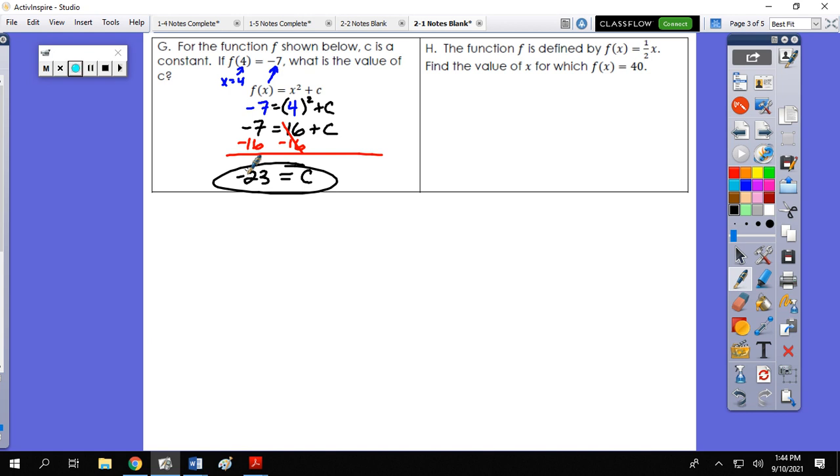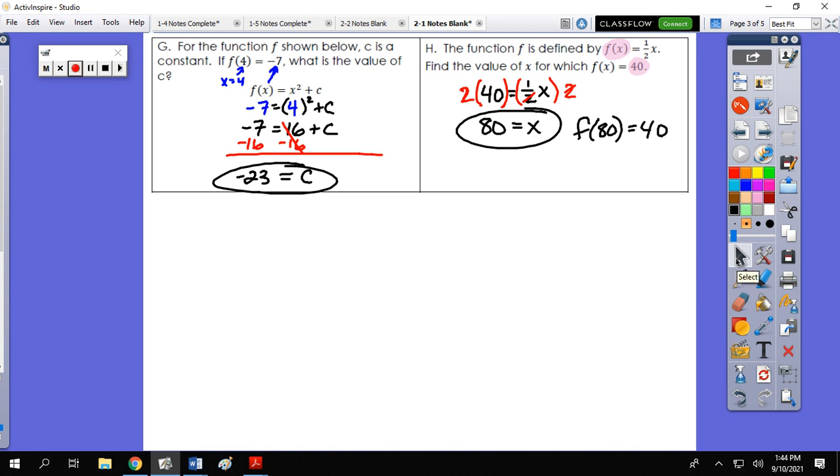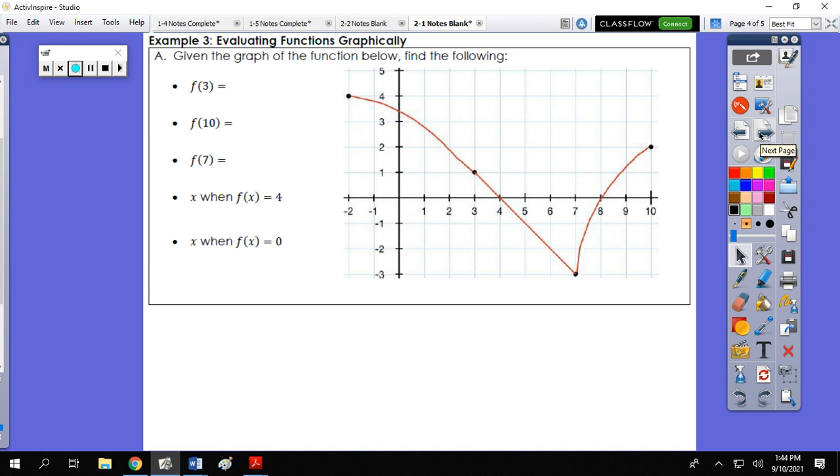Okay, same thing here on letter H that we did in E and F. We're going to take this 40, plug it in for f of x, and solve for x. So 40 equals 1/2 x. To clear that fraction, we're going to multiply both sides by 2. And we get that 80 is equal to x, which means f of 80 equals 40. All right, so that's how we use equations. Now let's go on and talk about how to use graphs.